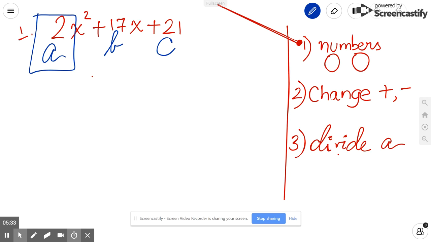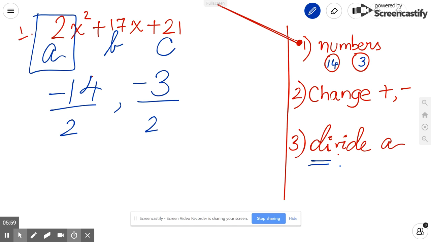Now let us go with the trick method. You remember in the last page we had 14 and 3 as our numbers, correct? So I list out my numbers 14 and 3. My next step is I change their sign. As you can see, they were both positive, so I change them to negative. My step 3 is going to be divide by a. What is a here? 2. So I divide both of them by 2. I got negative 7 and negative 3 by 2.